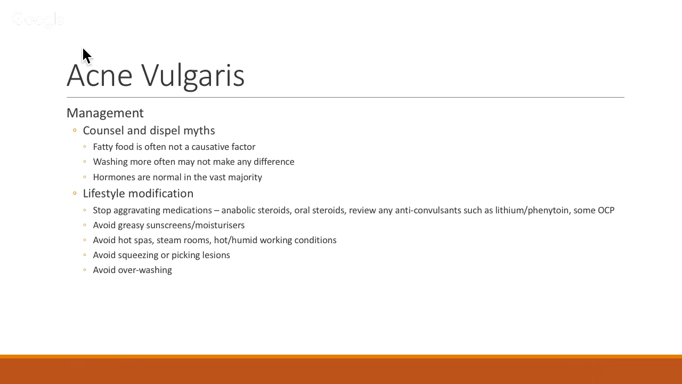Washing more often is not going to make a difference. And hormones, people believe that it's due to an imbalance of hormones, but often the hormones are normal. So lifestyle modification is the first thing you want to let them know of that they can implement. So you would tell them to stop any aggravating medications or factors. So anabolic steroids, oral steroids as well.